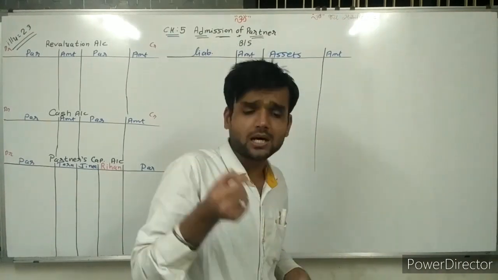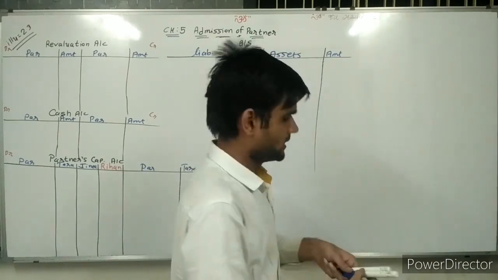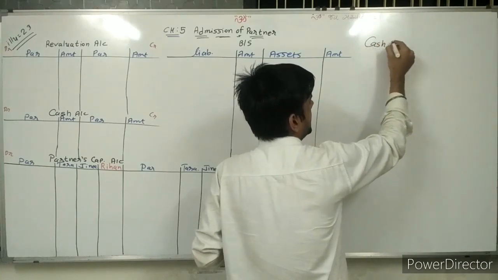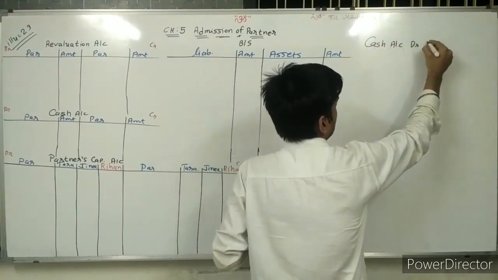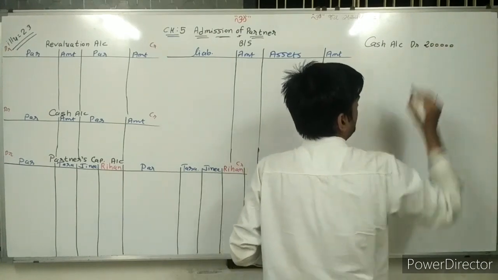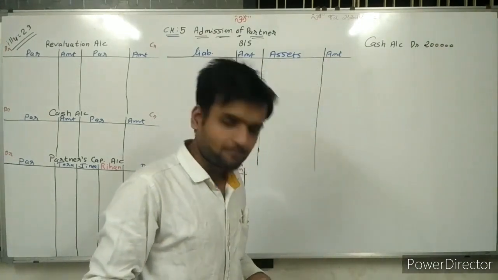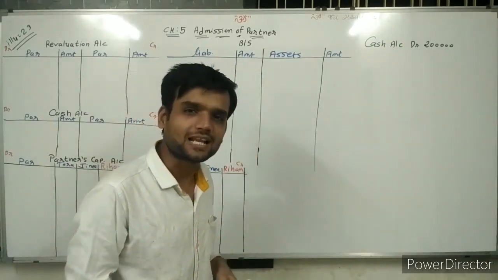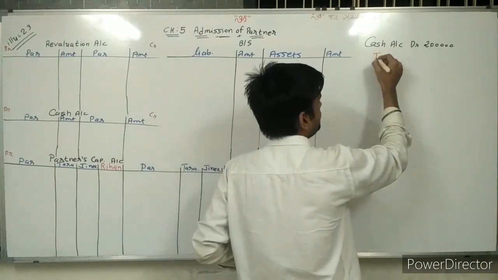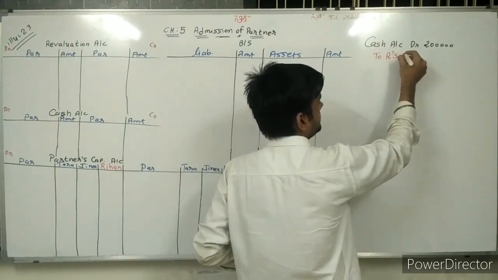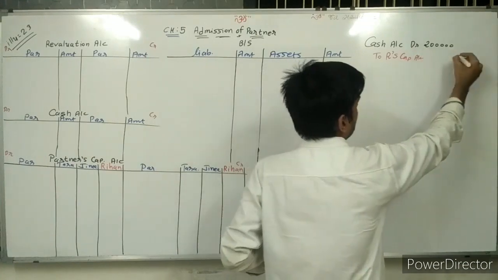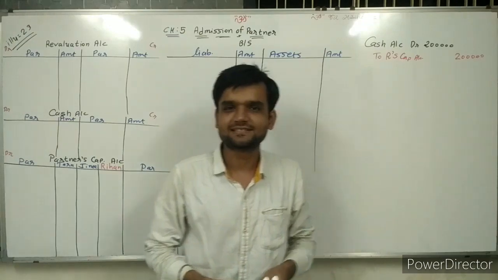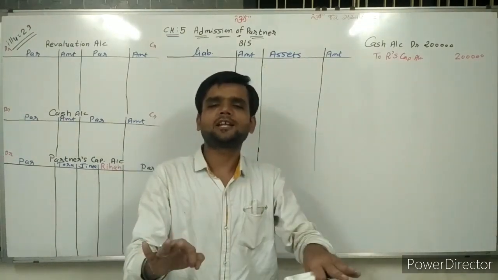Capital brought by Rihan, amount is 2 lakh rupees. So writing here, cash comes in, cash account debit. Sir, how many rupees? 2 lakh rupees. Brought by whom, sir? New partner Rihan. So Rihan's capital account is credited, Rihan's capital account, 2 lakh rupees. So sir, first journal entry clear.